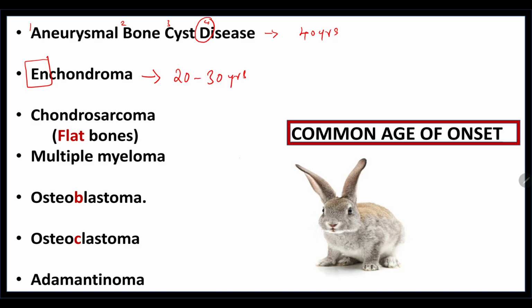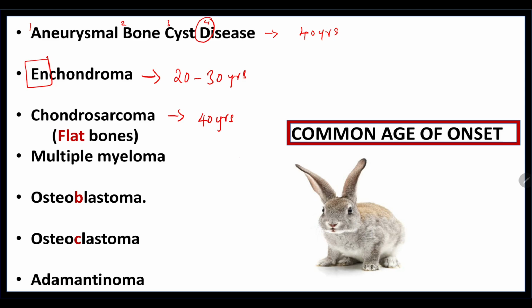Then coming to chondrosarcoma, we are more familiar that chondrosarcoma are common in flat bones, FLAT flat. So 4 letters. Around 40 years it can occur as a median age.